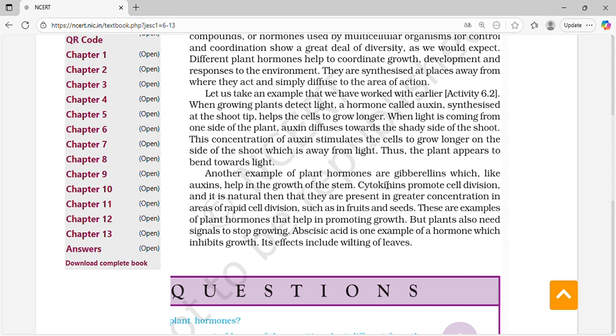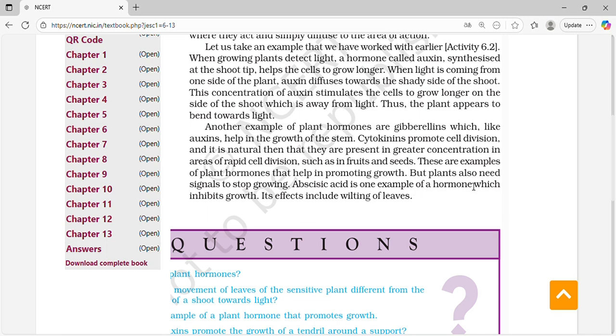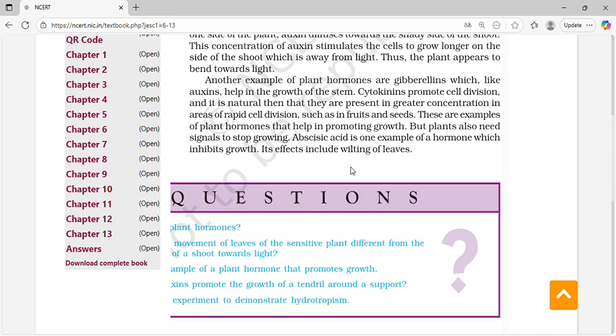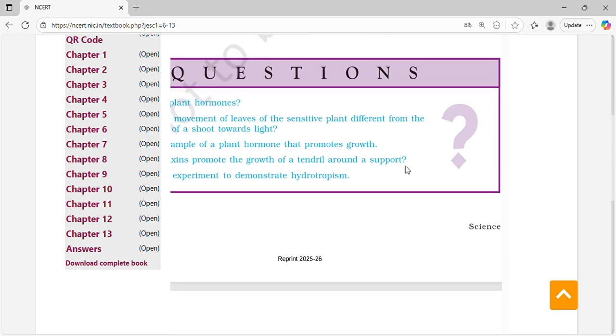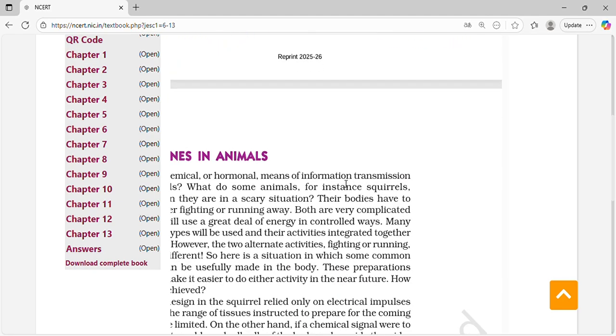Another example of plant hormones are gibberellins, which, like auxins, help in the growth of the stem. Cytokinins promote cell division, and it is natural then that they are present in greater concentration in areas of rapid cell division, such as in fruits and seeds. These are examples of plant hormones that help in promoting growth, but plants also need signals to stop growing. Abscisic acid is one example of a hormone which inhibits growth. Its effects include wilting of leaves.